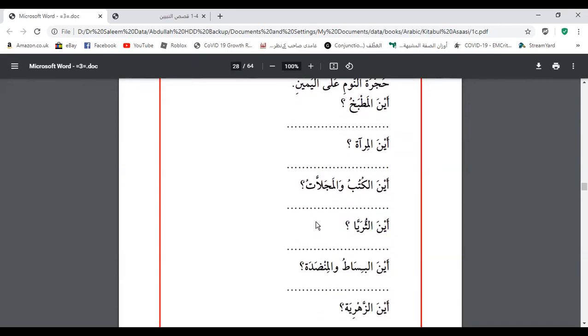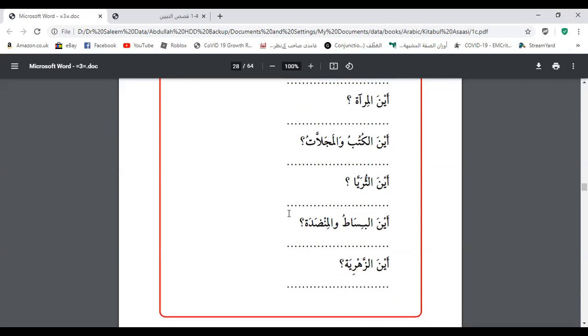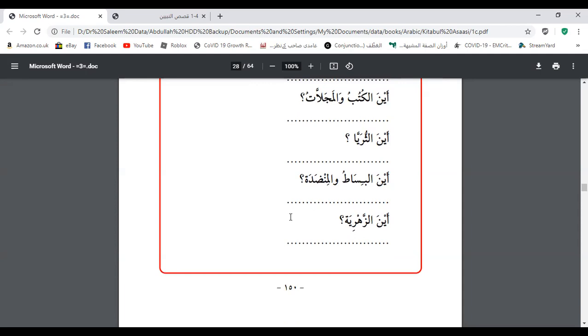Aina al-mir'at? Where is the mirror? Al-mir'atu ala al-jidar. On the wall. أين الكتب والمجلات? Where are the books and the magazines or the newspapers? الكتب والمجلات على المنضدة, on that stool or on that small cabinet. أين الثريا? Where is the chandelier? الثريا على السقف, on the ceiling. أين البساط والمنضدة? Where were the carpets and the stool? البساط والمنضدة, where were they?